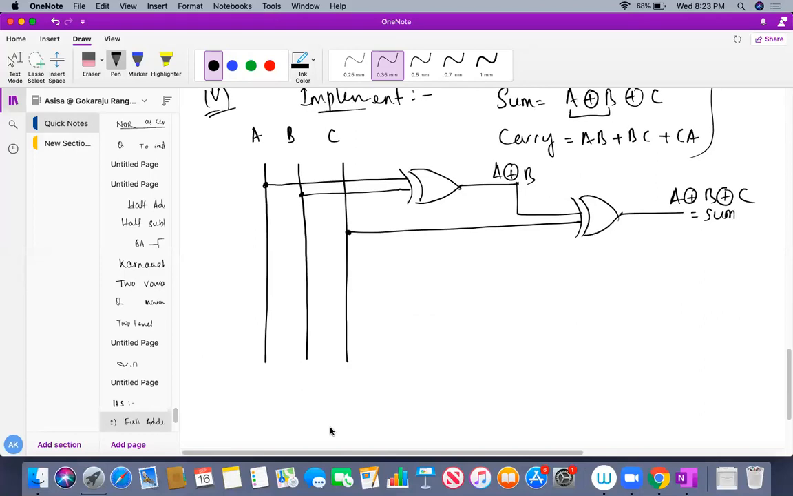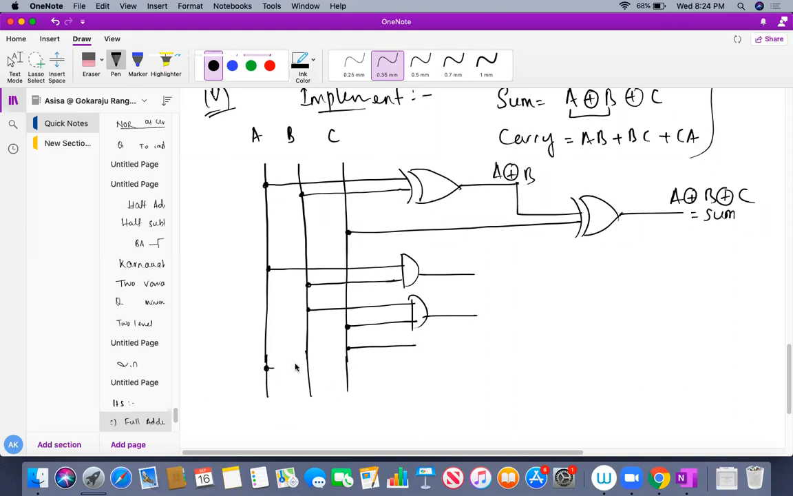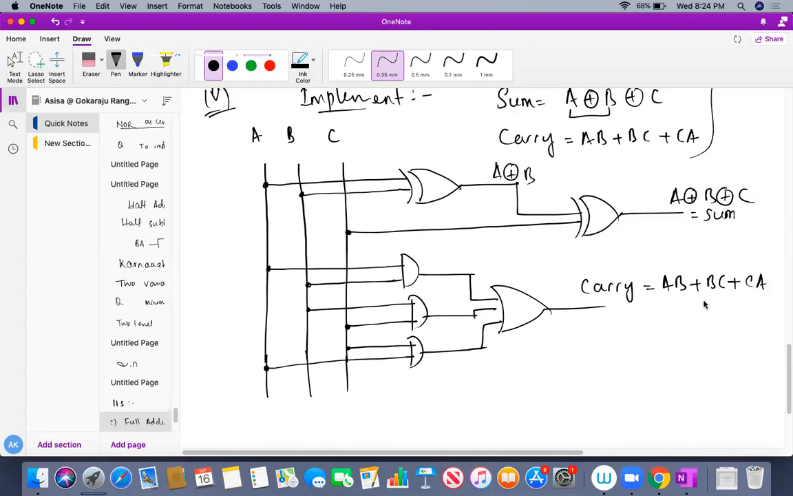In order to get carry, what is it? Carry is AB, BC, CA. Please see here, this is my AB. Next BC, and CA. Finally, it will go and add up with the OR operator, which finally gives me my carry: AB or BC or CA. So this is my carry.